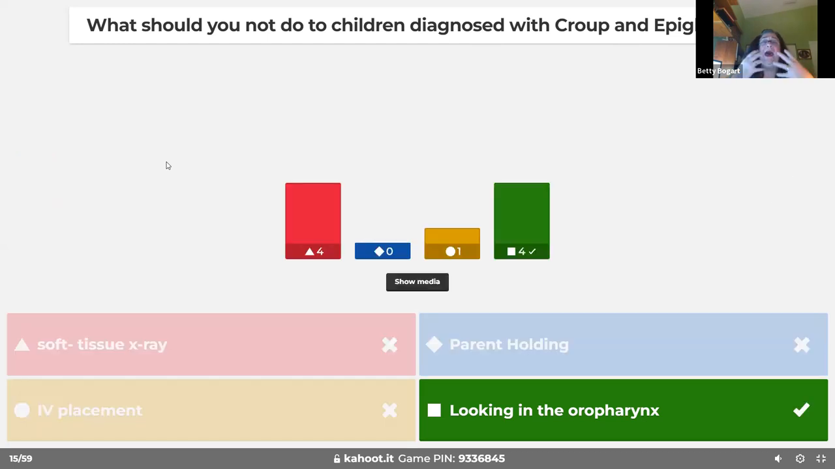So when you have any inflammation in the oral airway, you don't want to look into that mouth, okay? The only person who should is a physician who has the ability to intubate, because you could create more swelling there.